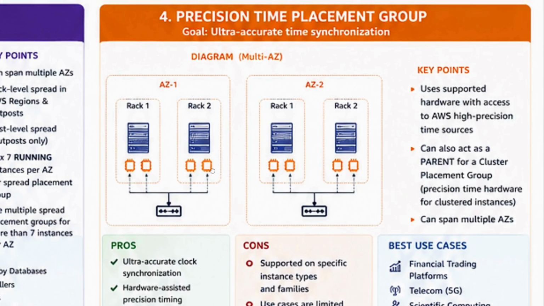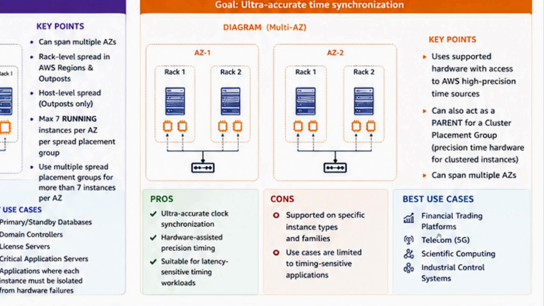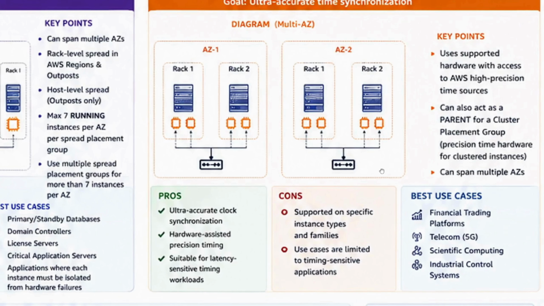Now the fourth, precision time placement group, is newly added in the AWS placement groups. The point here is that it is not something you would compare with cluster, partition, or spread placement group. AWS comes up with hardware-assisted precision timing. These are racks of physical servers which do ultra accurate clock synchronization and hardware-assisted precision timing. These are specific to financial trading platforms, scientific computing, etc. They need this hardware-assisted precision timing. That is the reason why the precision time placement group has come up.